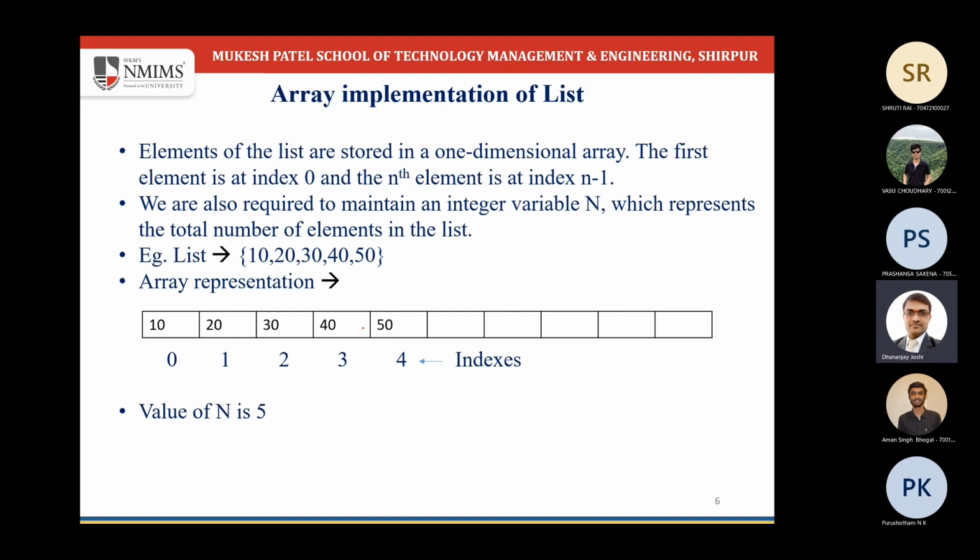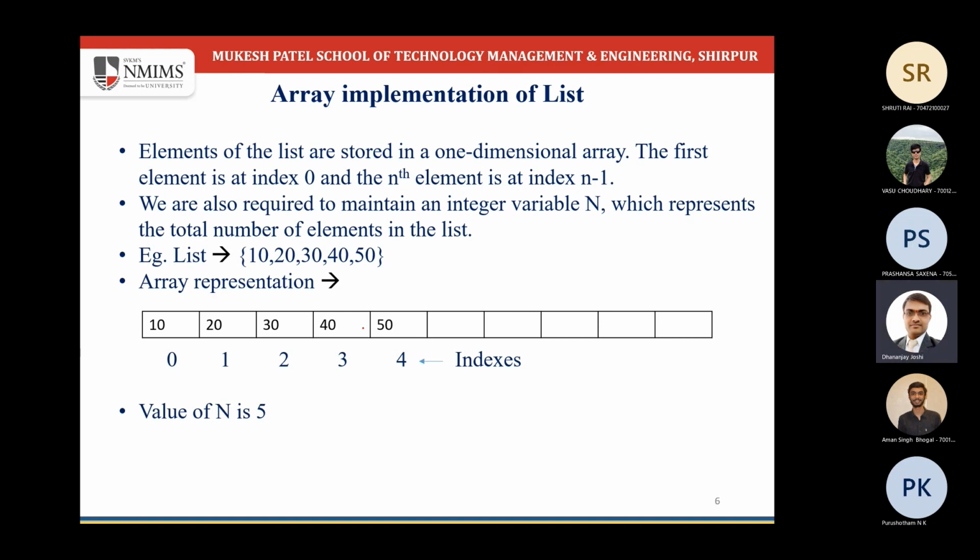And for convenience, we will be taking a list of integers or numbers. The first element will be stored at index 0. The next element will be stored at the next index. And the last, nth element will be stored at index n minus 1. So if an element is at index x, its next element will be stored at index x plus 1, and its previous element is stored at index x minus 1.